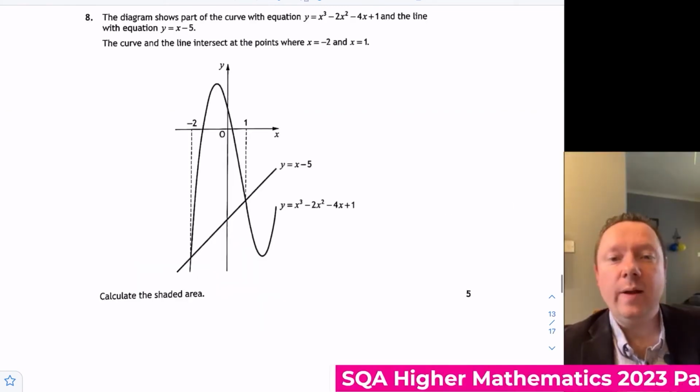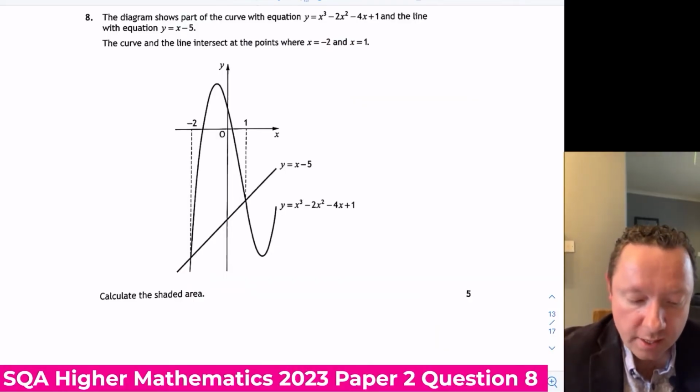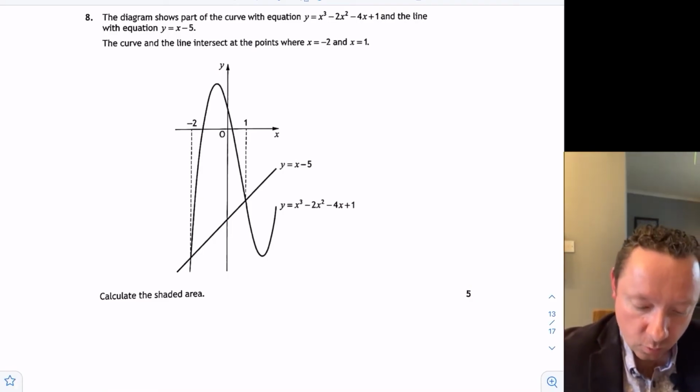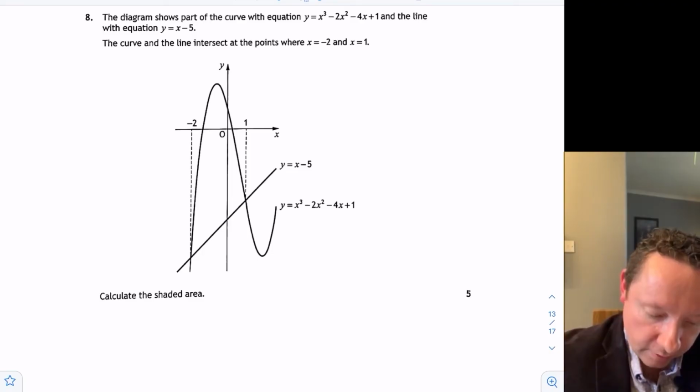So we're done there. It's going to be Higher Maths 2023, paper 2, question 8. The diagram shows the curve x cubed minus 2x squared minus 4x plus 1, and the line y equals x minus 5. And with the intersect at minus 2 and 1, calculate the shaded area. Now, you can't see the shaded area in this question because of the way it's scanned, but it was the bit in between here.